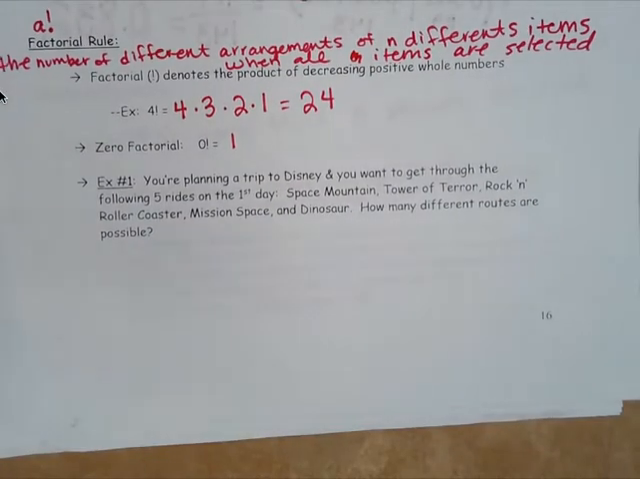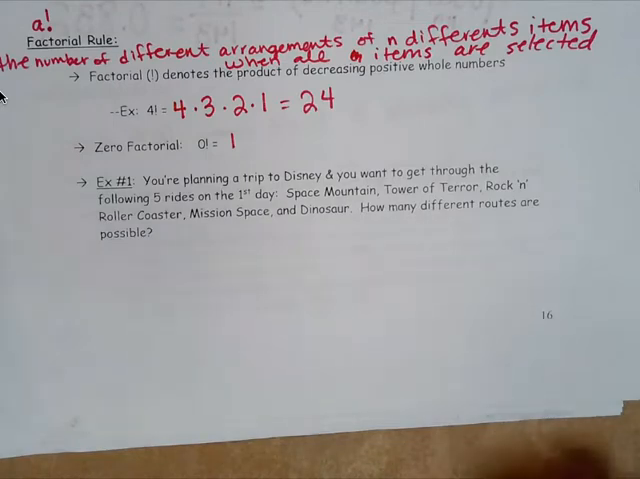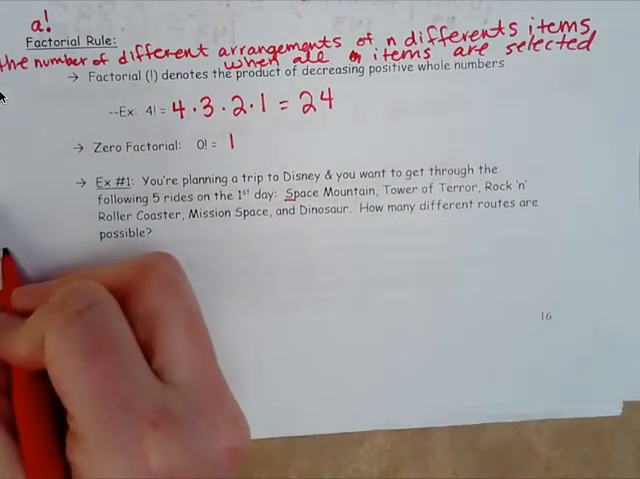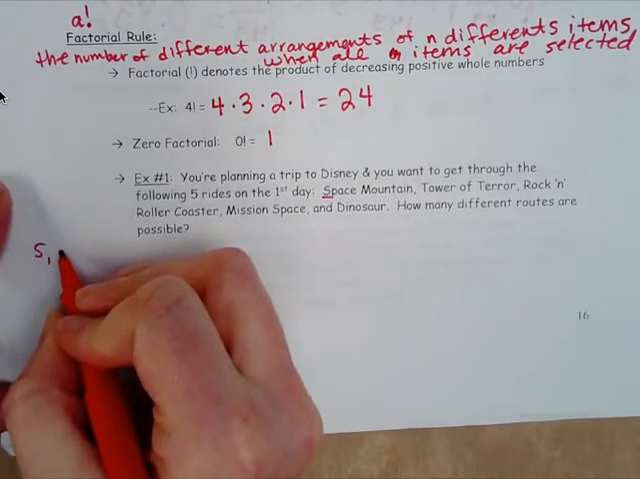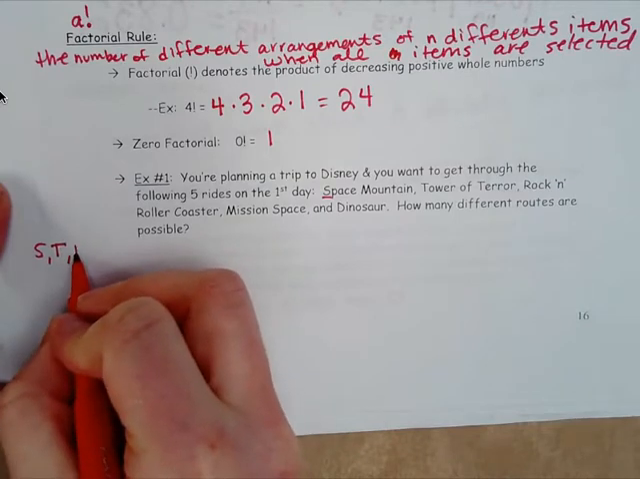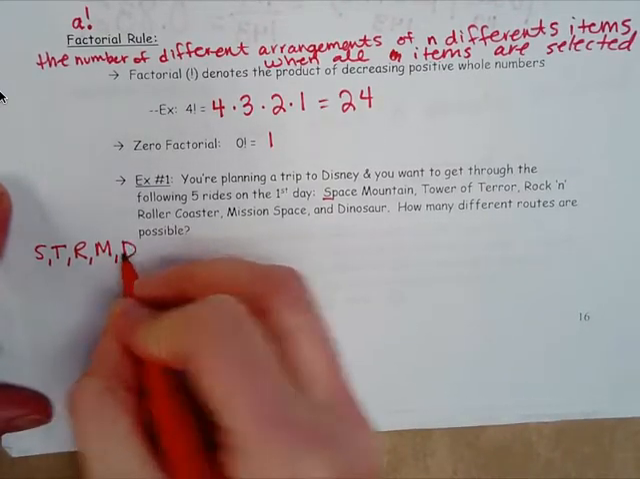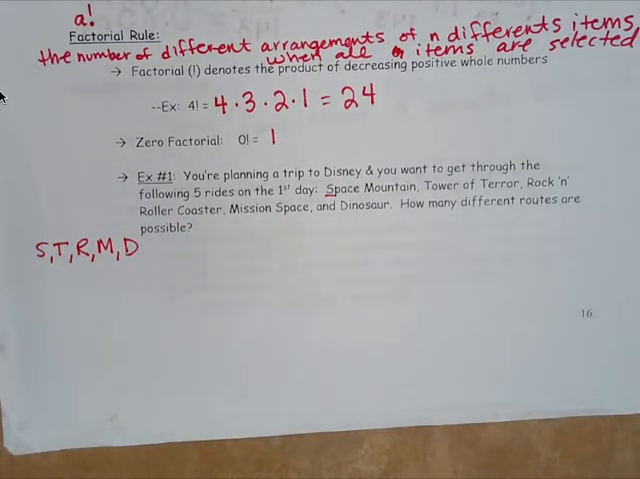So an example of this would be, let's say you're going to Disney and you want to ride certain rides, but you can ride those rides in any order you choose. So you can use factorial to represent that instead of listing them all out. Let's think about how we could list these out: Space Mountain, Tower of Terror, Rock 'n' Roller Coaster, Mission Space, Dinosaur. So imagine listing all of those out. And it's asking how many different routes are possible.